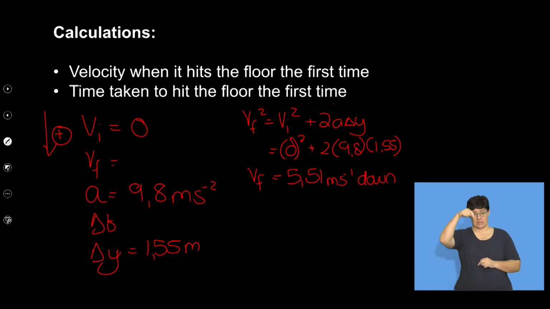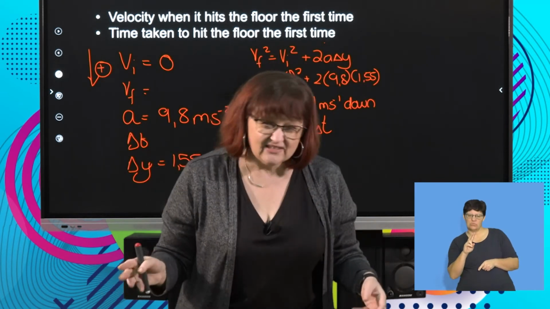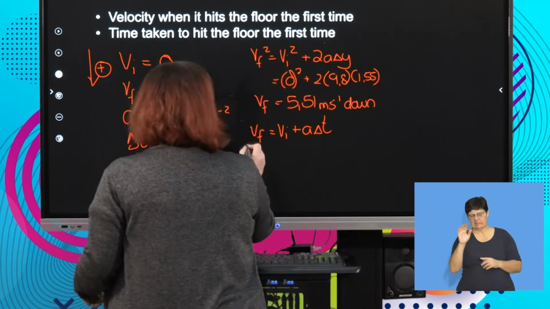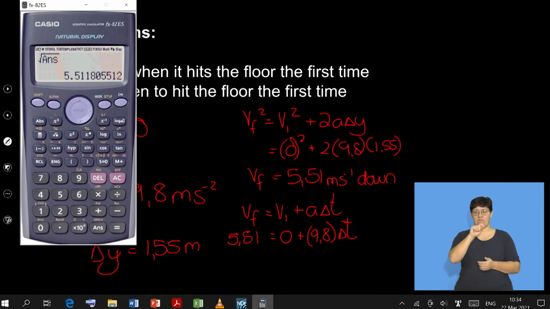What I also need to know is the time taken. At this point, I have several equations I can use. I'm just going to use the one that, quite frankly, is the easiest, which is Vf equals Vi plus a delta t. Of course, you could use delta y equals Vi delta t plus a half a delta t squared, the other one. But then there's a square on the t, and let's just make maths easier. So 5.51, that's 0 plus 9.8 delta t. To get time on its own, I'm going to divide 5.51 by 9.8, and I get 0.46.